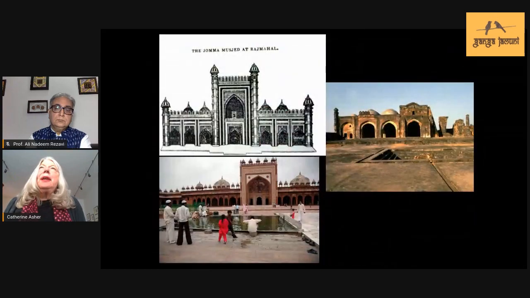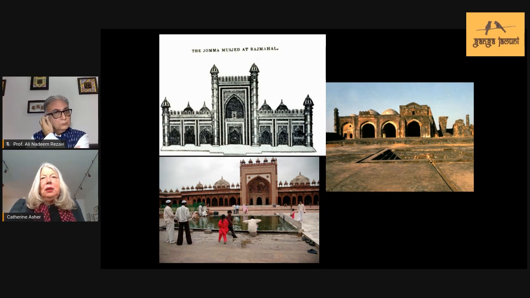This mosque was built as an imperial message. It was meant to say that Mughal authority is here in the hinterlands. It was meant to perhaps not share Mughal tradition, but to impose Mughal tradition.